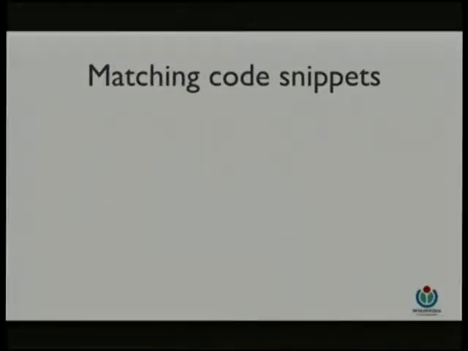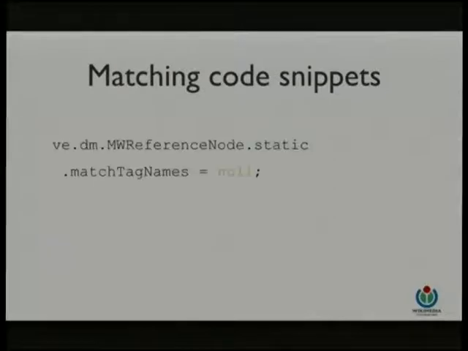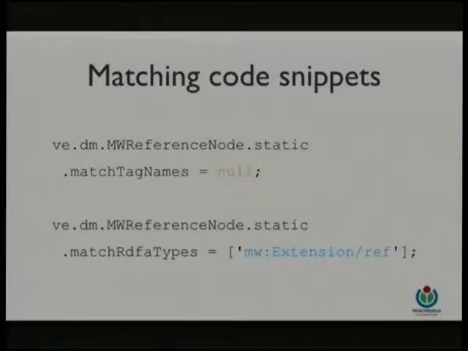So the way that you actually implement matching logic is very easy, actually. There is a nice API for this, which I should really document at some point. So MW reference node in this case is a class that recognizes a reference. And we say we don't care what the tag name is, so match tag names is null, which means any. And we do care about the type. The RDFA types, which is an array, you can specify multiple, that we recognize are MW extension ref. And then you have to implement some more functions that say that, when the matcher has found something that matches that, what should happen to it? What should the linear model, the JSON structure look like? How do we convert JSON structure back to HTML? But that's all. This is the basic API for saying, I want only this.